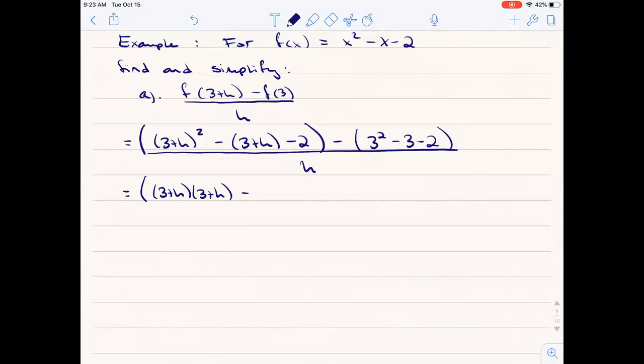And then minus, you know what? I'm going to bring that negative inside. Minus 3 minus h and then minus 2. Careful that you bring that negative onto both the 3 and then the h. And then that's my f of 3 plus h. And then minus 9 minus 3 minus 2. 9 minus 3 is 6 minus 2 is 4. And then over h.